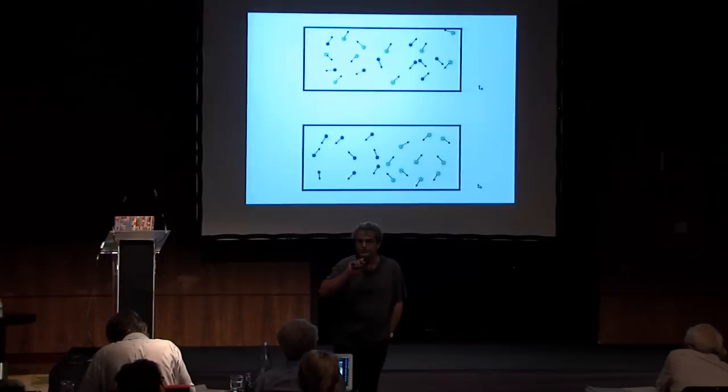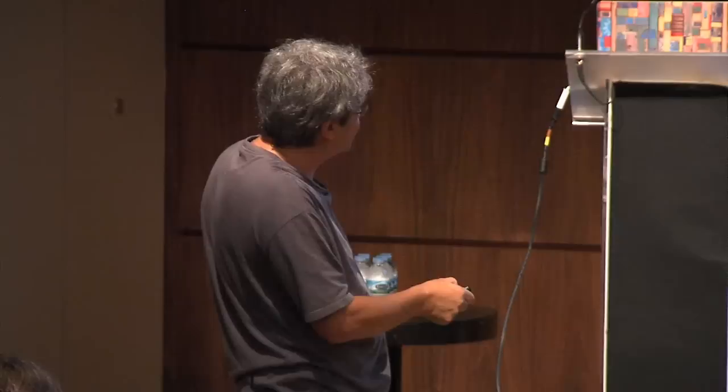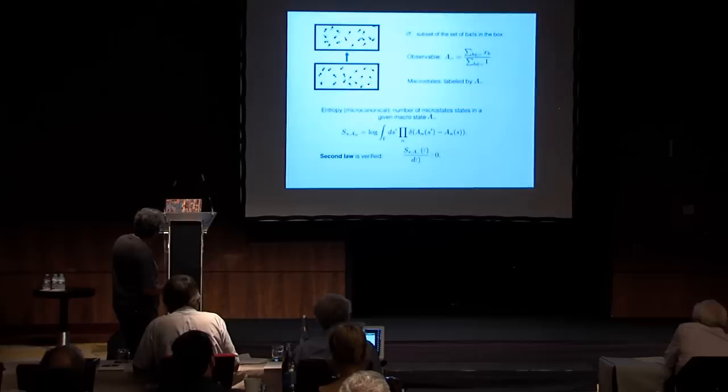So what have we done? Let me formalize this a little bit. So that's a conclusion, right? TB is before TA. That's before, that's after. Let me say exactly what has gone on a little bit more formally. Essentially, we have noticed that there's a subset of particles, the yellow ones, which first were all here, and then were mixed up.